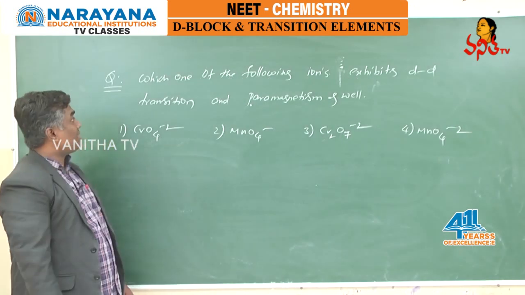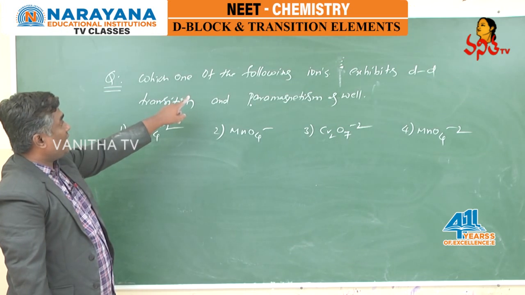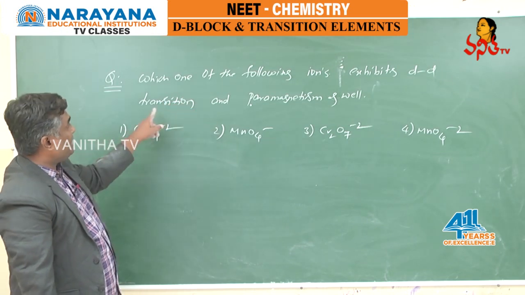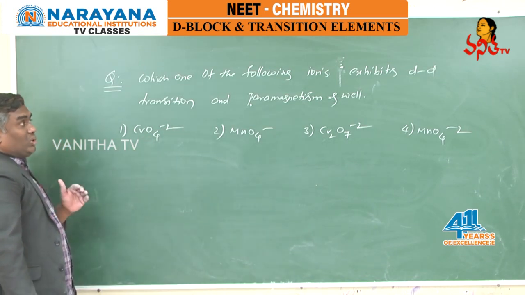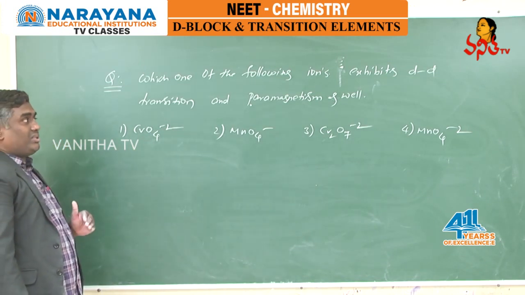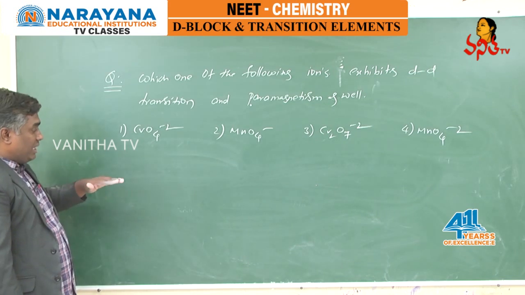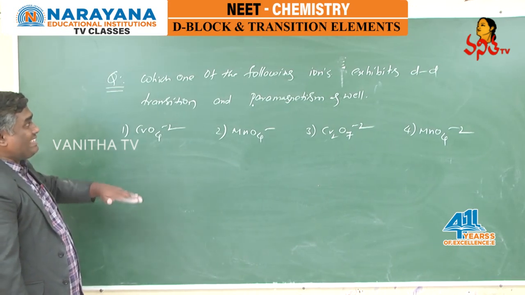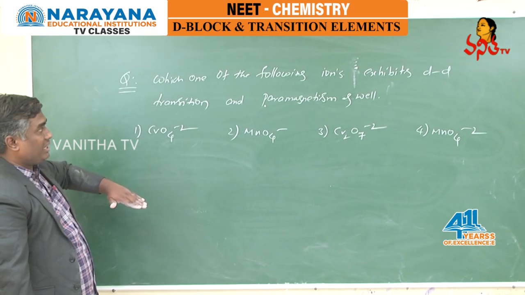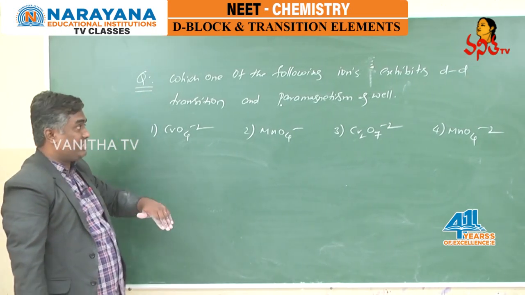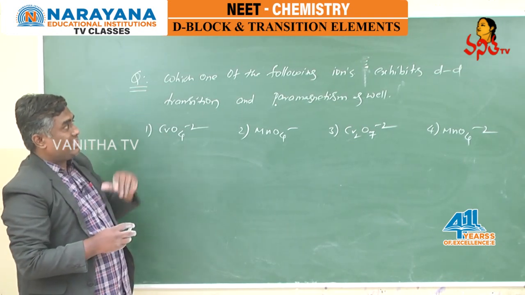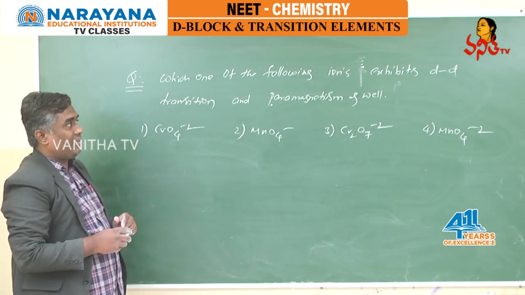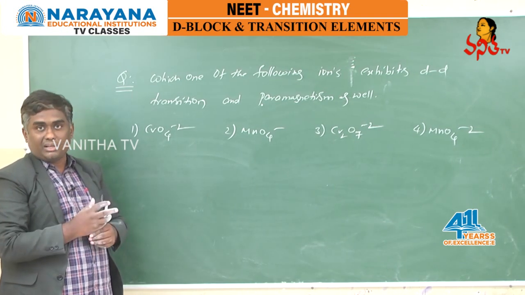Here they are asking, which one of the following ions exhibit d-d transition and paramagnetism as well. To have d-d transition, as we discussed already, from the t2g set of orbitals to the eg set of orbitals, electrons are participating in excitation and de-excitation. So that transfer is known as d-d transition. To have d-d transition and to have paramagnetic behavior, first of all unpaired electrons are required.